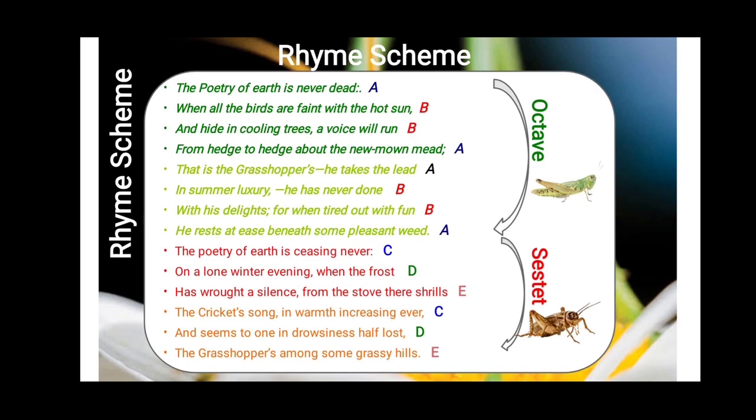Now look at the rhyme scheme of the poem. A B B A A B B A C D E C D E. I repeat, A B B A A B B A C D E C D E. The typical rhyme scheme of a Petrarchan sonnet.